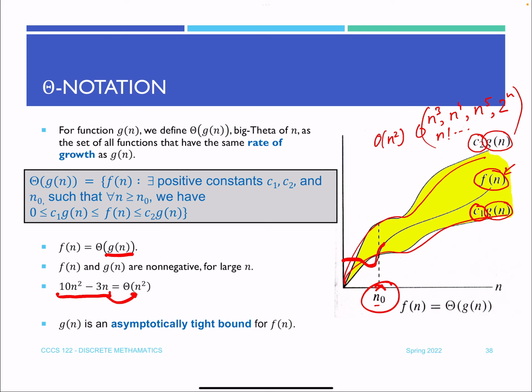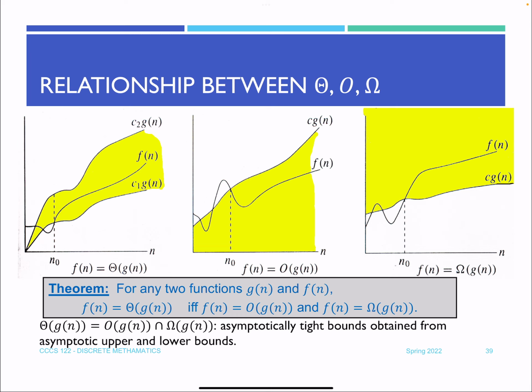So g of n is an asymptotically tight bound for function f. And since we're talking about big theta, and you already know about big O, guess what? There's another type of bound called a big omega function.